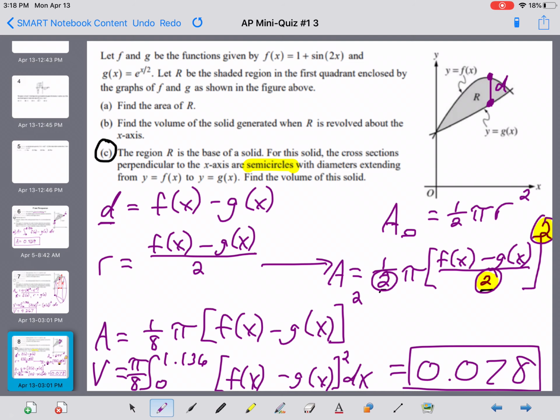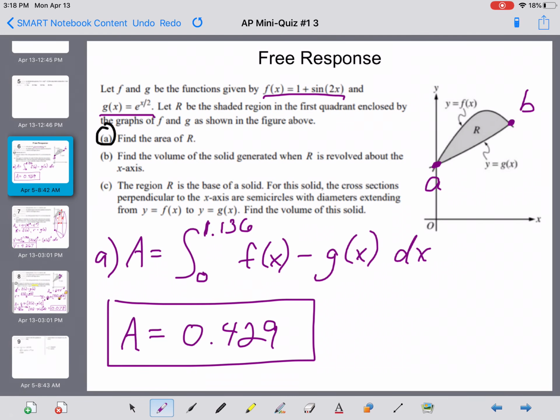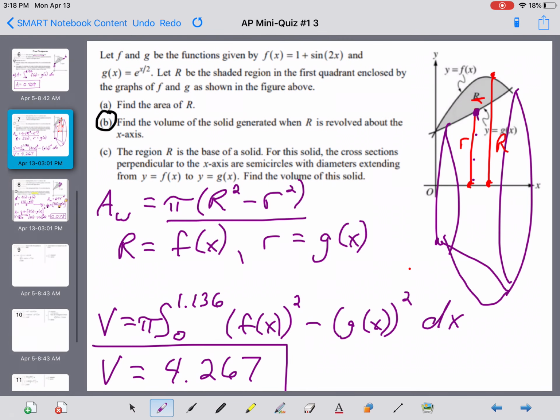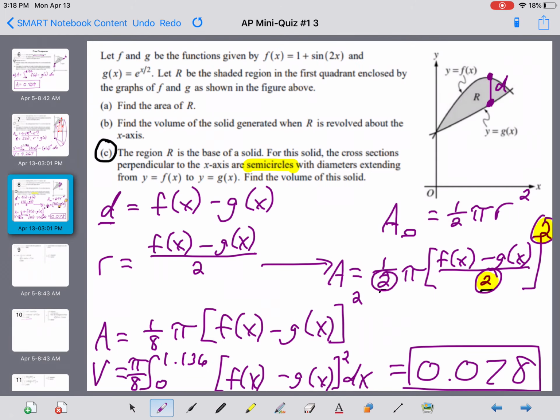If I'm not mistaken, I think I actually had the answers from the Real Solutions Manual right here. And I guess this is how I'll post this to you guys. So there was the answer to A that I believe we had of 0.429. For B, looks like we had an answer of 4.267, and yep, that was the right answer there, good. And for C, our answer of 0.078, sure enough, that was the answer that they had.